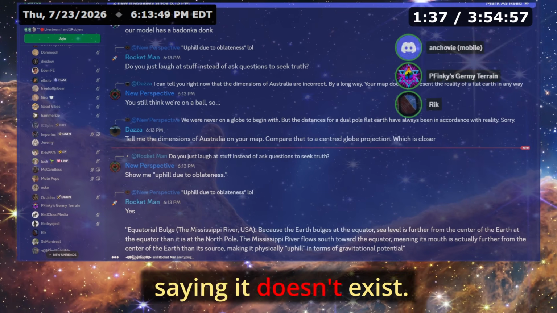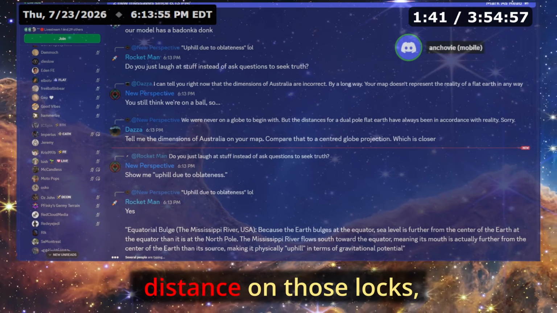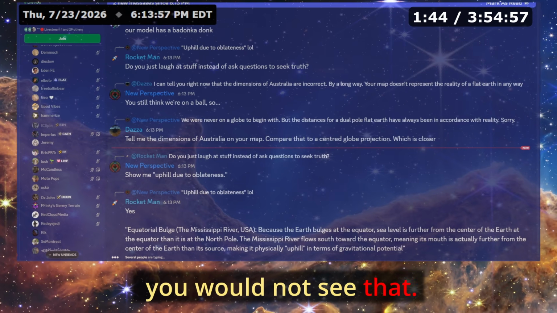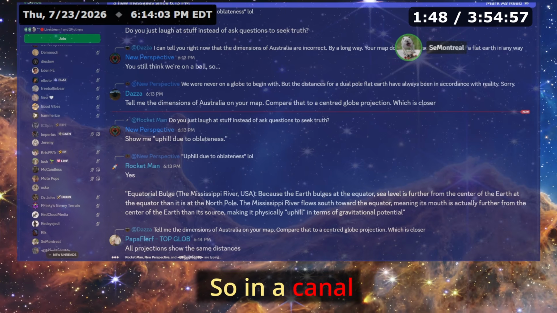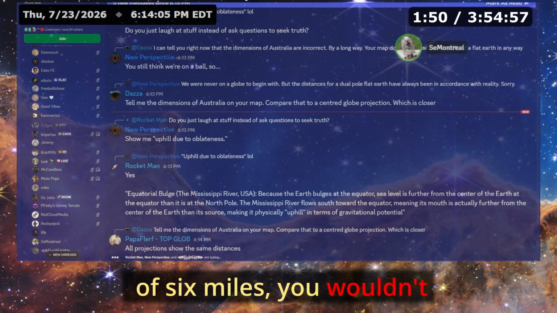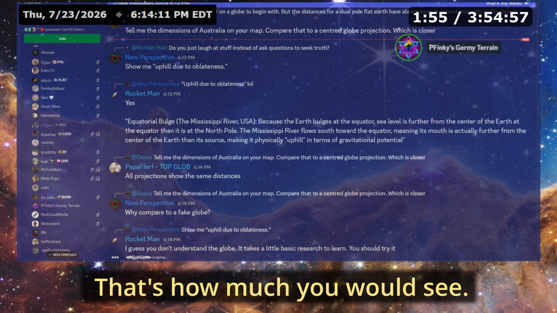Because you're the one saying it doesn't exist. 0.0026 inches. Because the point is that the distance on those locks, you would not see that. It's way too short a distance to observe the curve. So in a canal of 6 miles, you wouldn't be able to observe the curve? No, in one lock that's 300 foot. That's how much you would see.